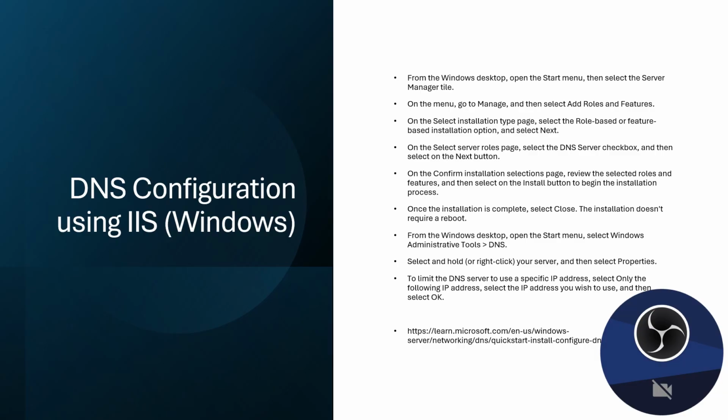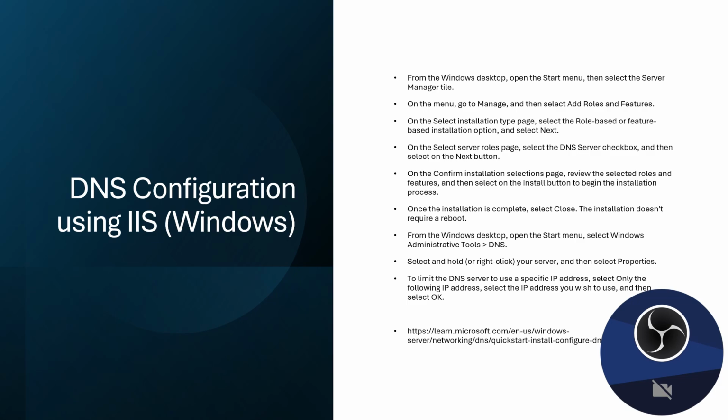Next we're going to be configuring DNS using IIS on Windows. I apologize for this slide being a little wordy. First, we're going to go to our Windows desktop, open the Start menu, and select Server Manager. On the menu, go to Manage and select Add Roles and Features. On this page, select the role-based or feature-based installation option and select Next. On the Select Server Roles page, select the DNS Server checkbox and then select the Next button.